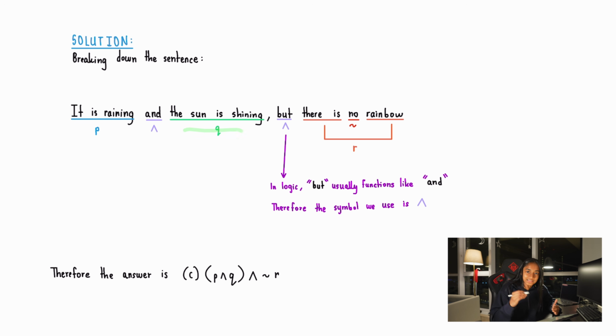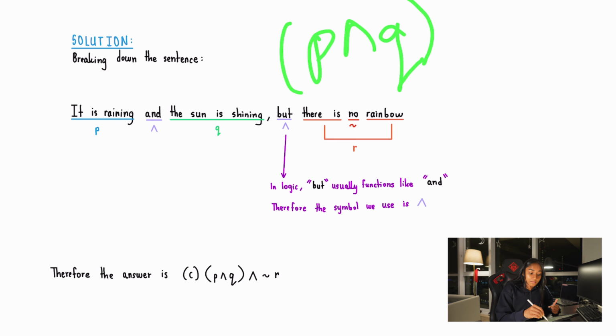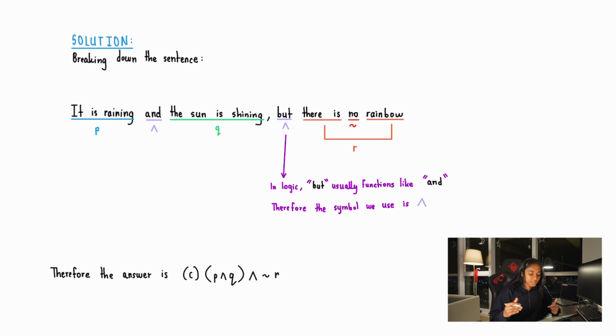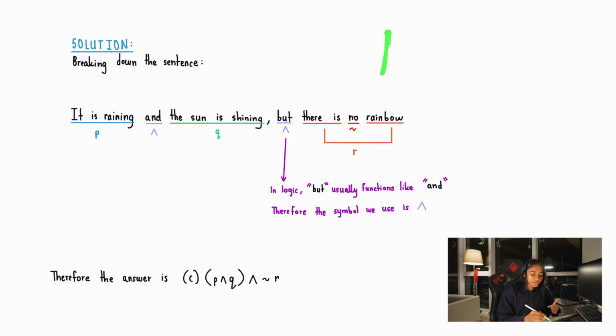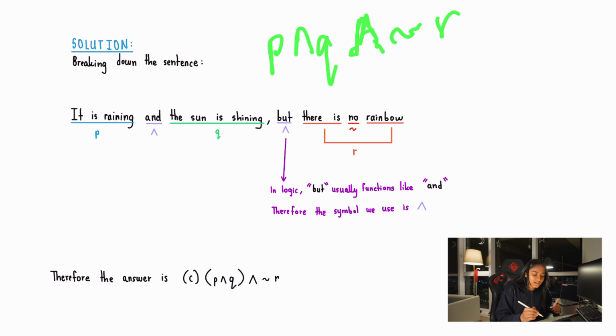The sun is shining. I'll say P and Q, but, so this also acts, it functions like and, okay? So the symbol we would use for but is still this. There is no rainbow. So no is the squiggly line. Okay, so I will write to communicate to you that it is raining and the sun is shining, but there is no rainbow. I would write P and Q and not R.